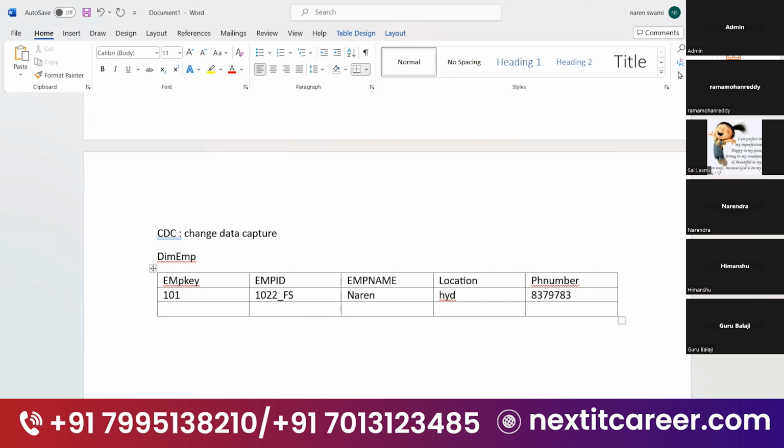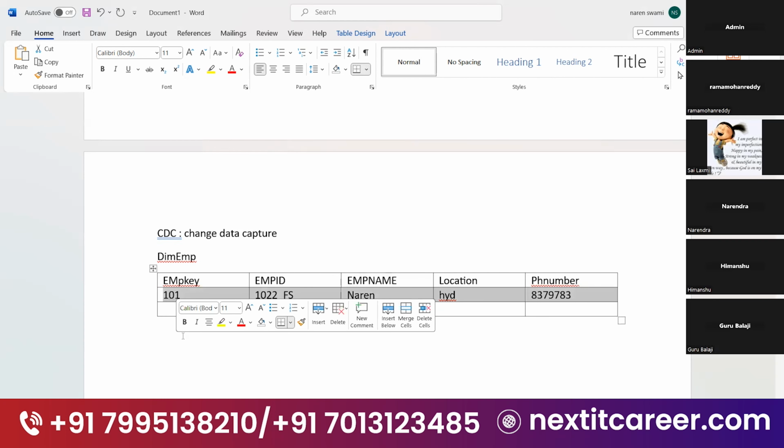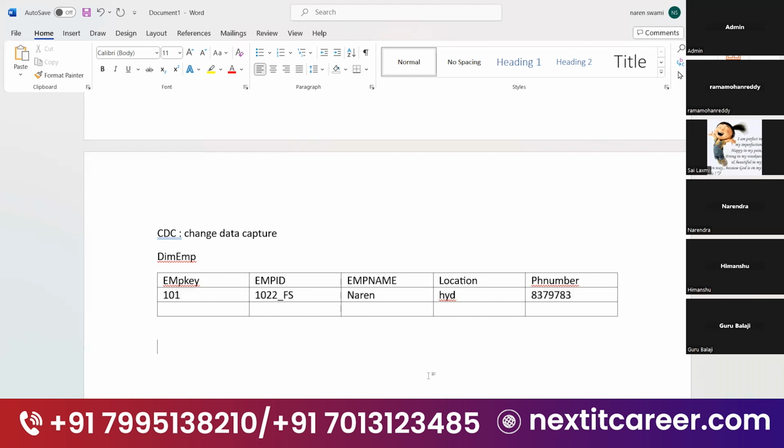Suppose this employee has worked around 5 years in the Hyderabad location. After that, he is promoted as a manager, and he has to shift to another location, that means Bangalore or somewhere else. So at the application level, if you want to identify where this employee is currently working, you have to know the location column data. At the same time, he has shifted to Bangalore, right?